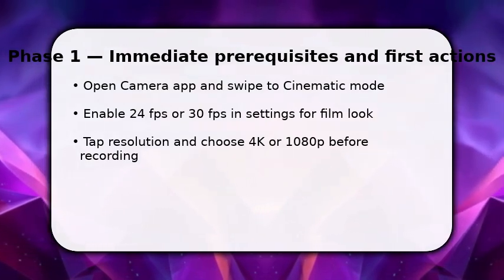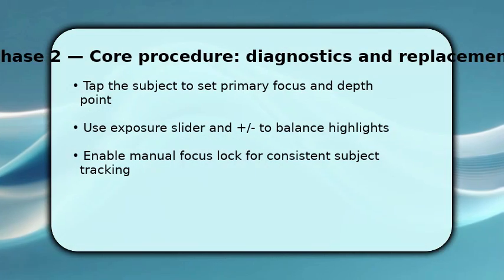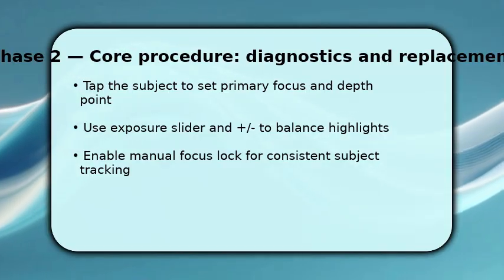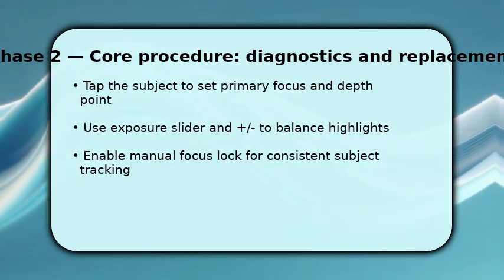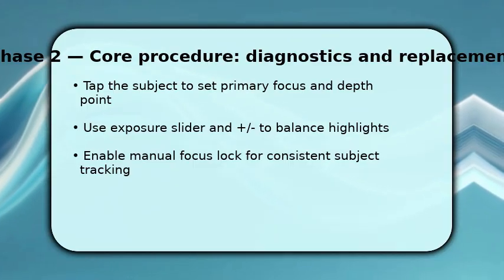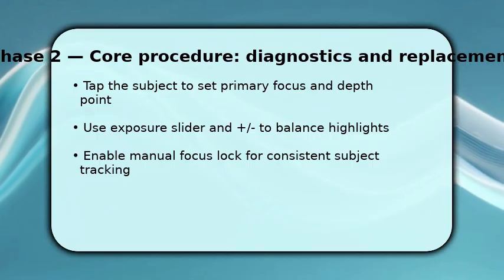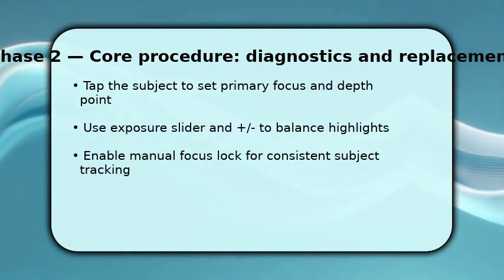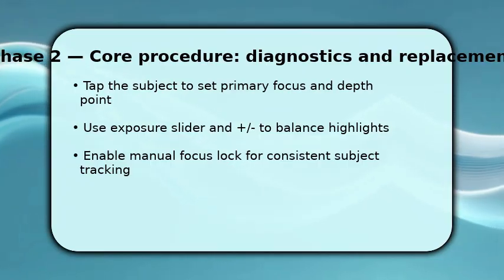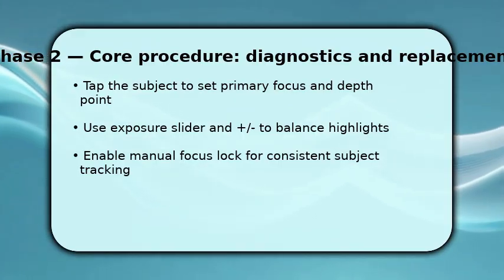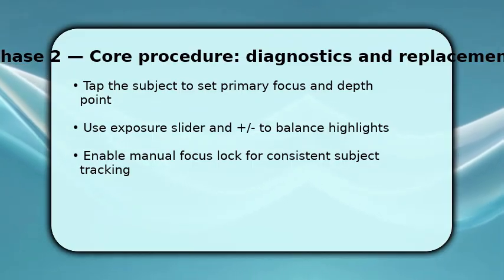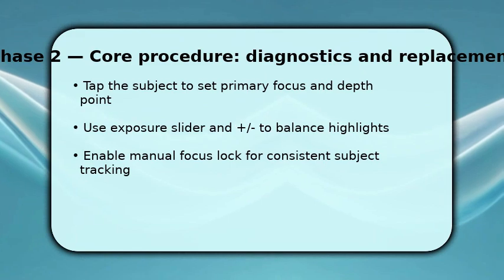Now compose the shot and tap the subject to set primary focus. This tells cinematic mode where to measure depth. Use the exposure slider to tweak brightness, slide up or down until skin tones and highlights read correctly. If the subject moves predictably, lock focus so the S23 keeps the subject sharp while background blurs adjust naturally. Also watch the depth indicators. If needed, move slightly closer or farther to improve edge detection for smoother background separation as you record.